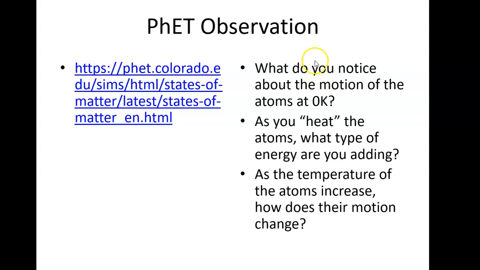As you heat the atoms, what type of energy are you adding? Hopefully you saw that as we increased the temperature of the object, the individual atoms are moving faster. And in the last unit, we learned that energy of motion is called kinetic energy. So what type of energy are you adding as you heat the atoms? You're adding kinetic energy, the kinetic energy of the individual atoms. As the temperature of the atoms increases, how does their motion change? Obviously, they move faster.